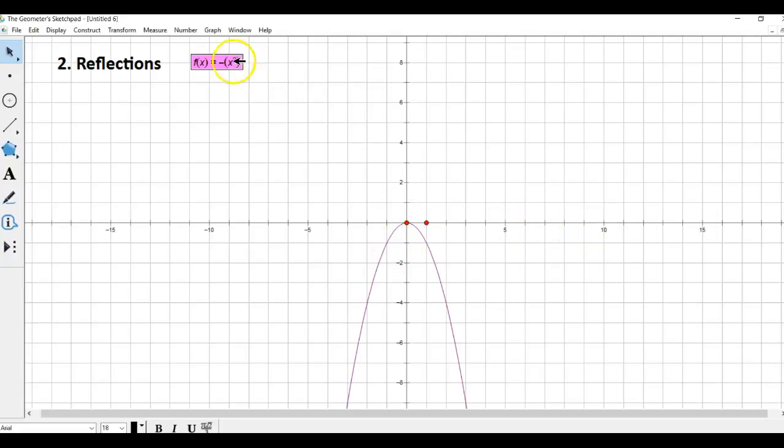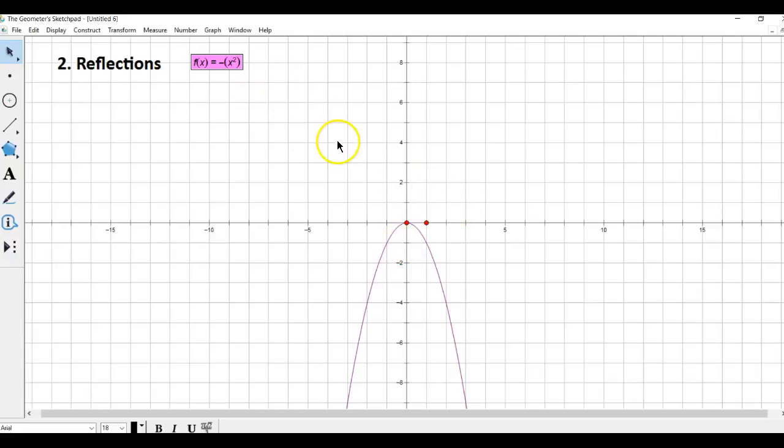So a minus. That makes sense too, because what we're doing is taking everything that we had and just making it negative. So a y coordinate of 6 became -6. If we did that, everything gets a little reflection in the x-axis.